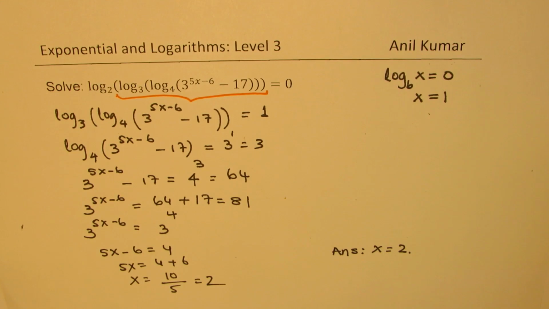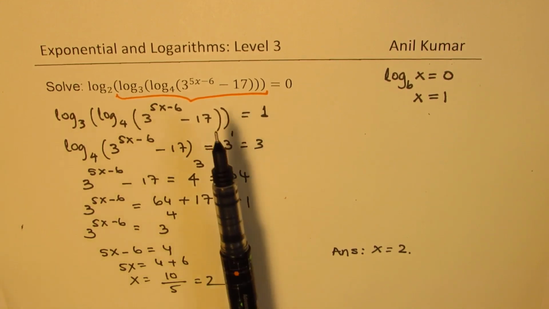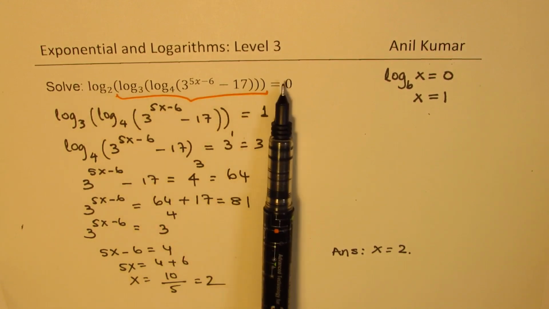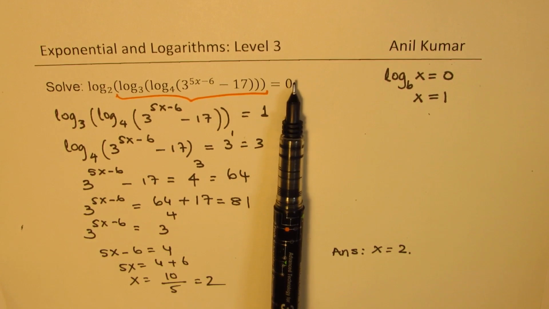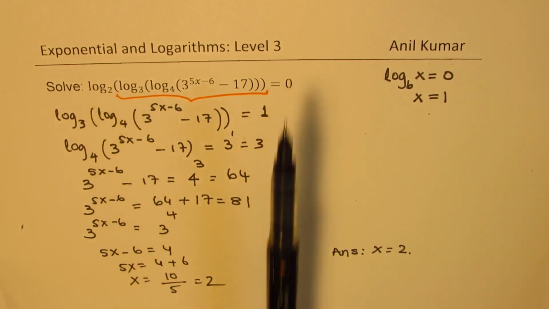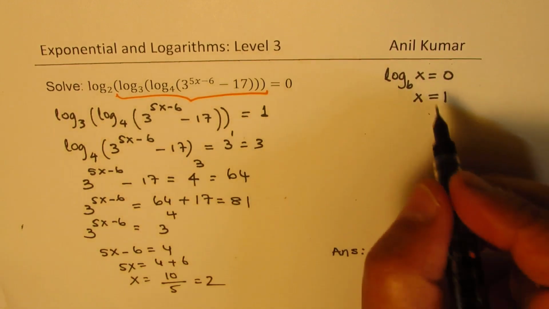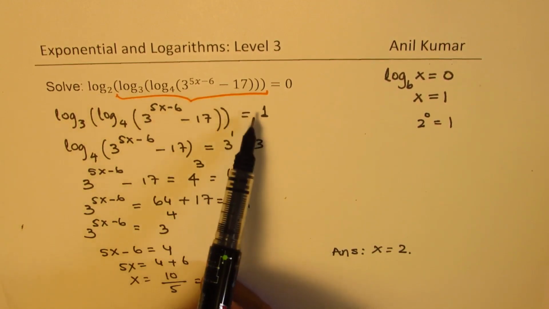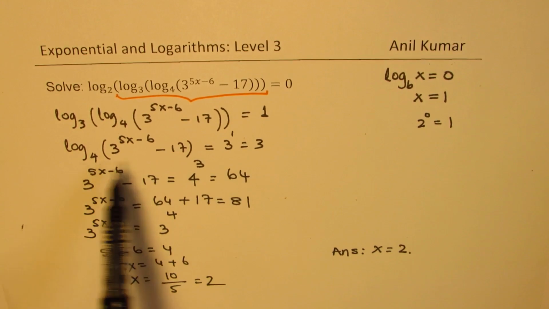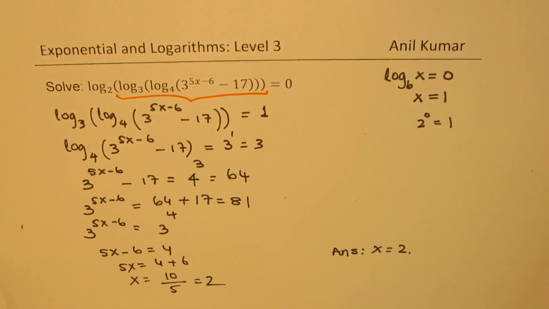Is that clear? So that is how we can solve this question. It's important to understand how we use this, right? You could also say it like this. You can convert this to exponential form, so you can write this as 2 to the power of 0, which is 1. And therefore, all this is equal to 1, right? Then follow the same method to simplify and finally get your answer, which is x equals 2.